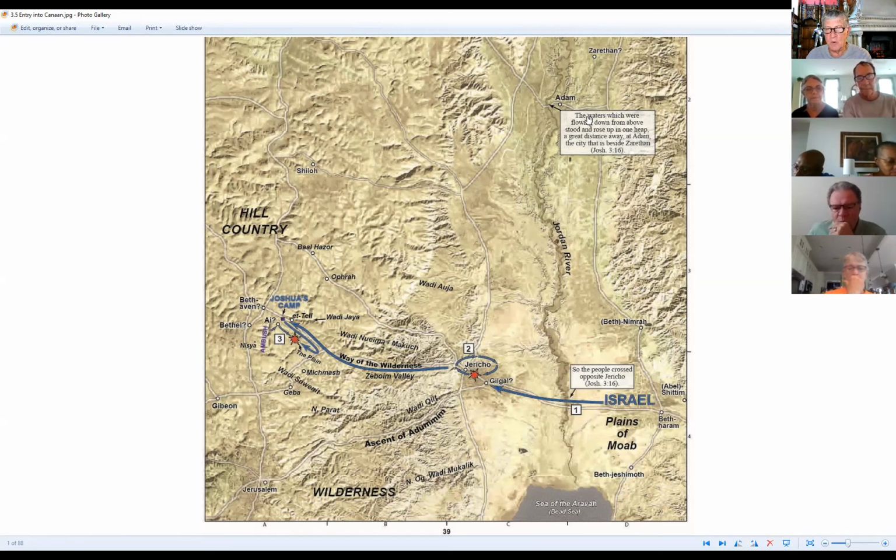And if you look up here on the map to the north, here are the two cities that Susan just mentioned, Zarethan and Adam, located. Right here where this arrow is pointing, you can see where the road crosses the river. The town there is no longer called Adam, but it's called Damaya. And this is the present day Tel Damaya Bridge.